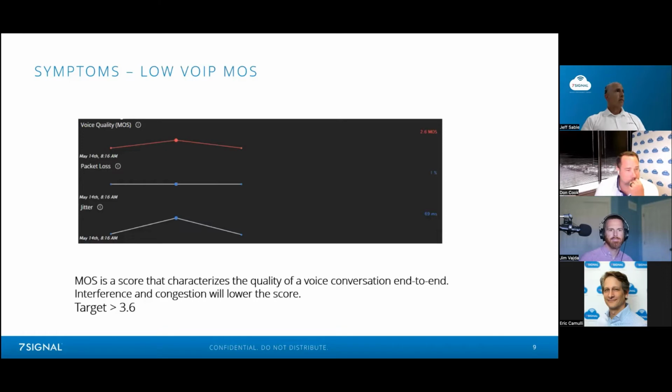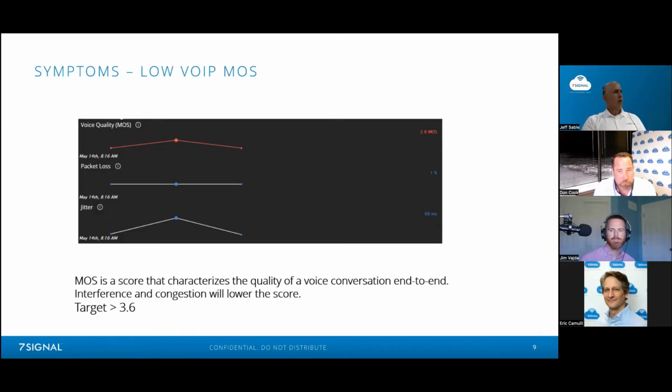Familiar with VoIP scoring or MOS scoring for VoIP calls? I chose this particular screenshot. Again, this is from a device in our Mobilize software, but I chose it because packet loss doesn't seem to be very high. Jitter doesn't seem to be very high, yet the overall MOS score is pretty low. We want to see MOS scores 3.6 or better. And here's a MOS score that is just in the red for the entire duration. But packet loss seems to be okay. Jitter seems to be okay.